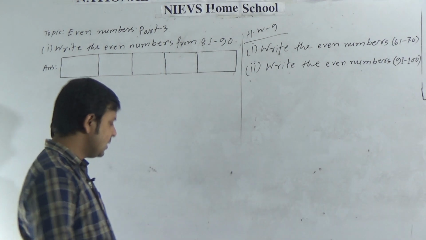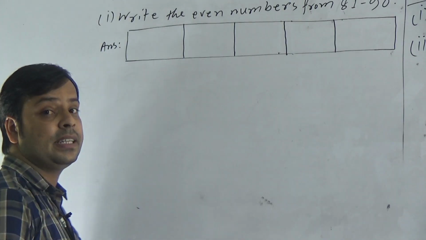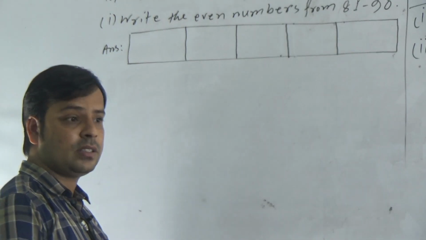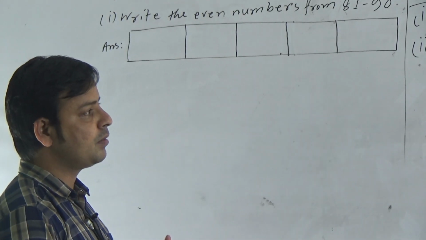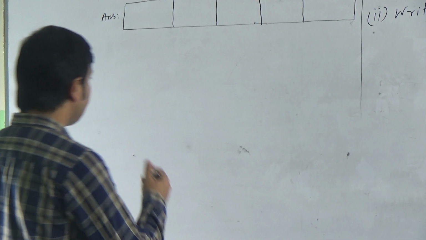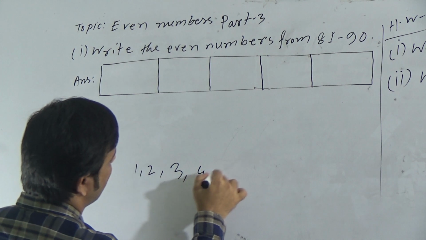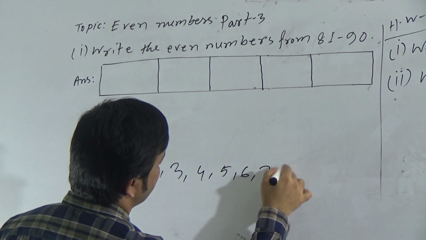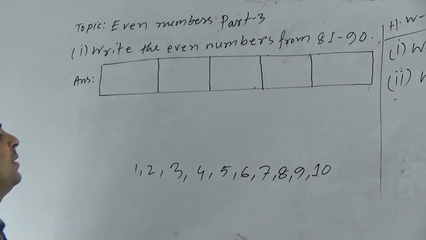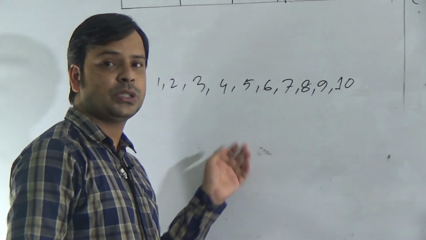Students, in the half yearly you also learned how to identify the even numbers, and I have taken two classes on this topic for the annual term also. Today also I will explain how you can understand whether a number is even or odd. Students, you know 1, 2, 3, 4, 5, 6, 7, 8, 9 and 10. There are 10 numbers here, and you have learned how to separate these numbers as even or odd.